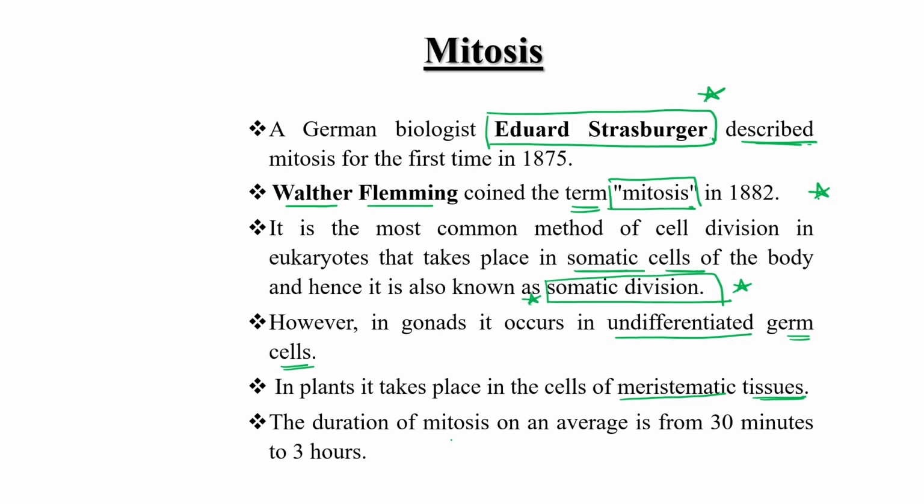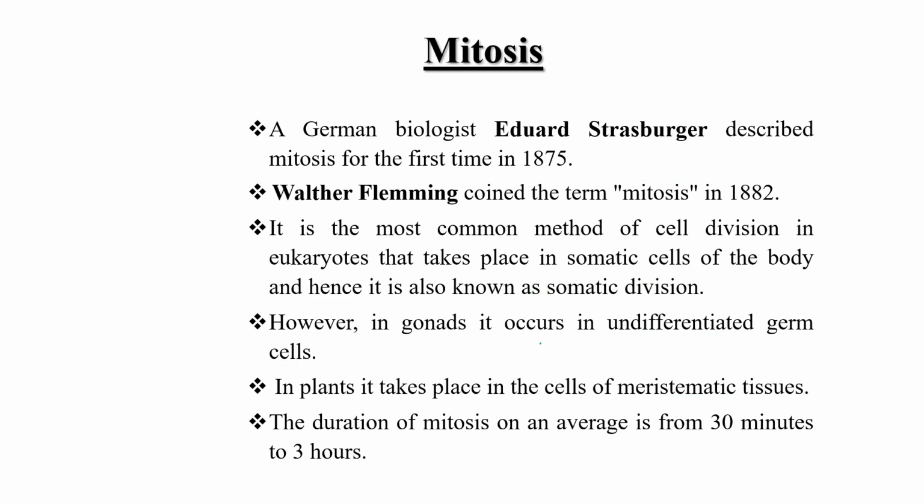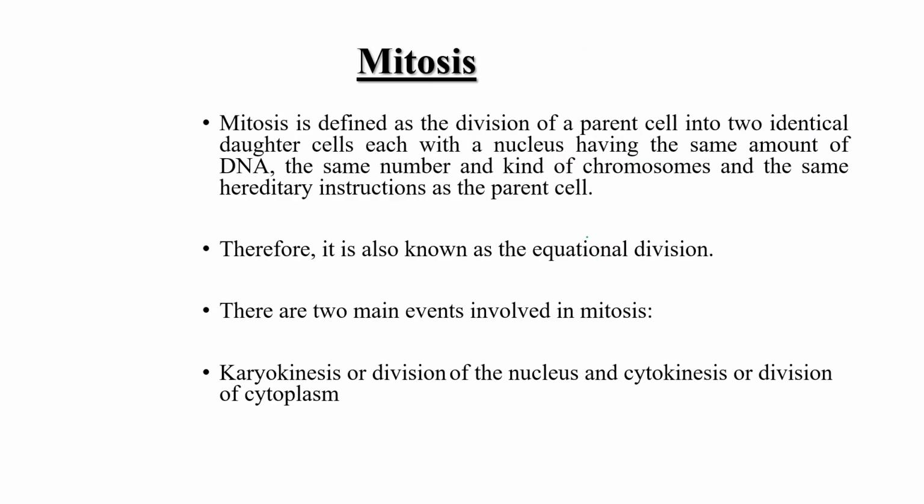The duration of mitosis is from 30 minutes to 3 hours maximum. This is the time duration of mitosis. Clear? Sometimes a question is asked on this particular thing: what is the time duration of mitosis? So minimum 30 minutes, maximum 3 hours. Is it clear? Can I move to the next slide?